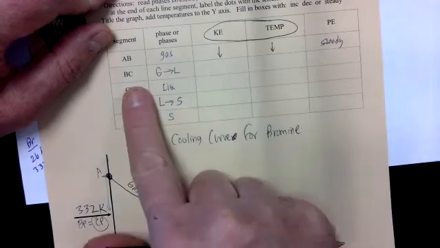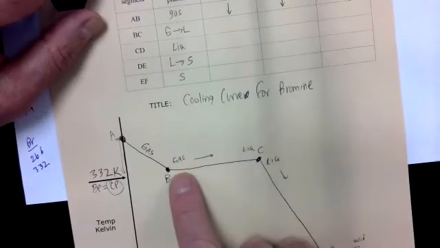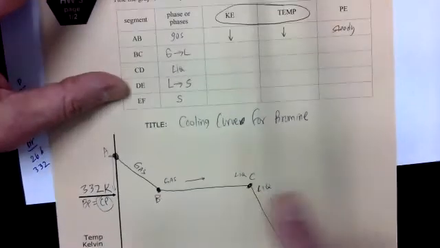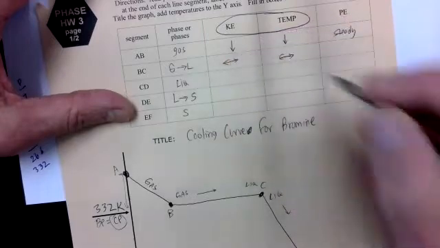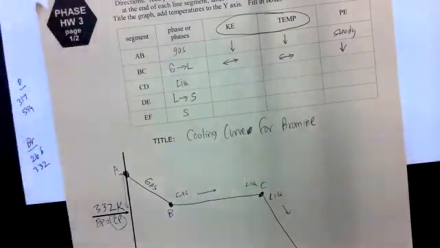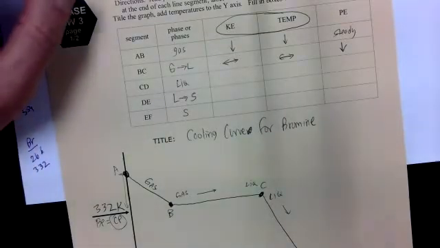Now, in BC, we are changing phases. In BC, the temperature is 332 and it stays 332. So in this case, the temperature is steady. That means the kinetic energy is steady, but the potential drops because gases have a higher potential energy and liquids have a lower potential energy. So even though it's the same temperature, the potential dropped.